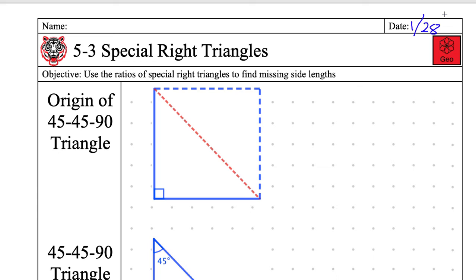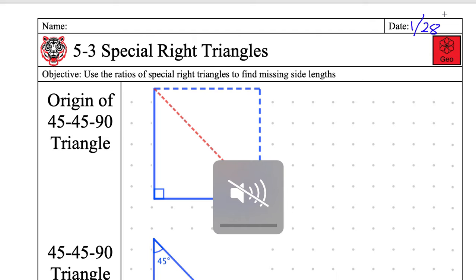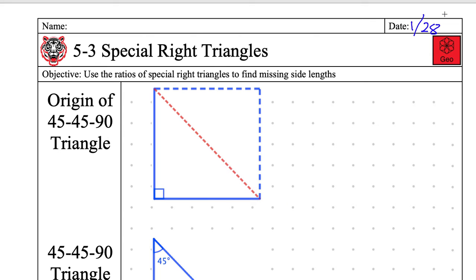We're talking about special right triangles, and man, this is one of the fundamental things that you need to know in all of mathematics. If I had to pick one lesson from all of geometry that's going to be on the SAT, that's used again in Algebra 2, in pre-calculus, and in AP Calculus, it's this lesson. You really need to have these down.